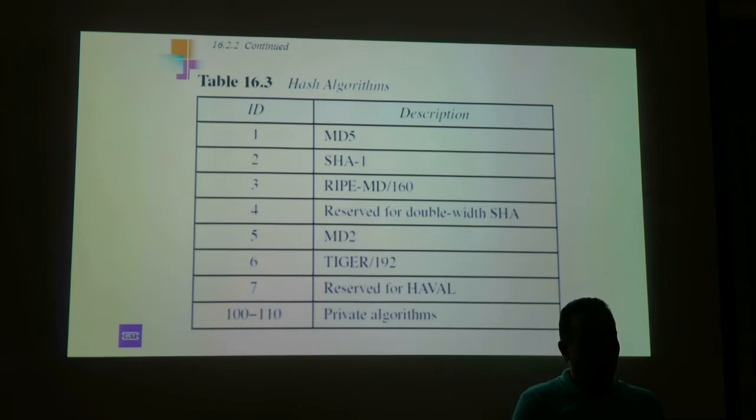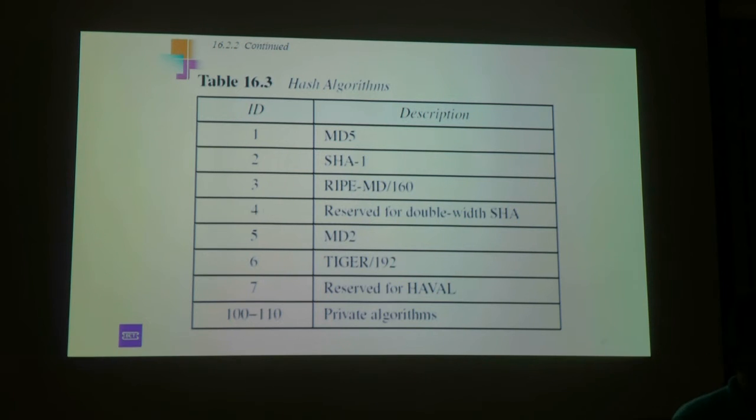Remember, part of the data that the sender sends to the receiver has a digest. The digest was calculated using one of these functions. So the sender has to tell the receiver, I have used this hash algorithm, use it. The sender has to tell the receiver, I have used this symmetric algorithm, I have used this asymmetric algorithm, and I have used this hash function. Use it. Okay? So we'll see how.